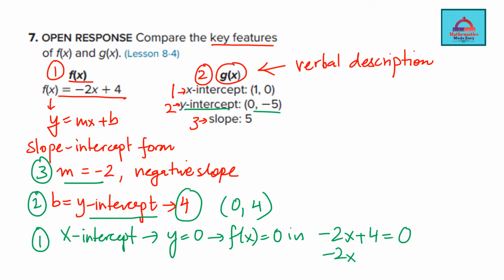So I'm going to move this 4 to the other side, divide with 2. Now negative and negative becomes positive, so the x-intercept in this question comes out at the point (2, 0). So you have compared all three things: x-intercept, y-intercept and slope for both functions.